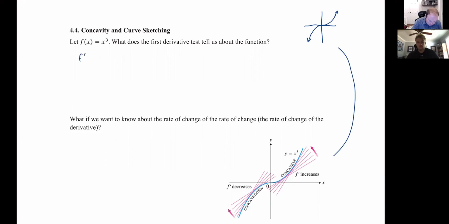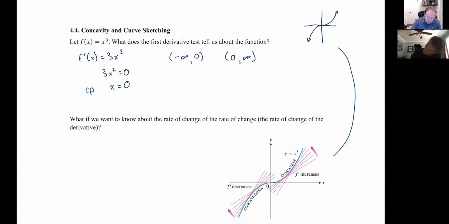So what does the first derivative test tell us? Well, if we take the first derivative, we find that f prime of x is equal to 3x squared. And one thing that we did last time is we set this equal to 0 and solved for x, and we found that x equals 0 is a critical point. Of course, then the critical point allowed us to break up the domain and think about, well, it was increasing here and increasing here after we plugged a value in like f prime of -1 and f prime of 1. So again, the first derivative test said the graph continually increased.